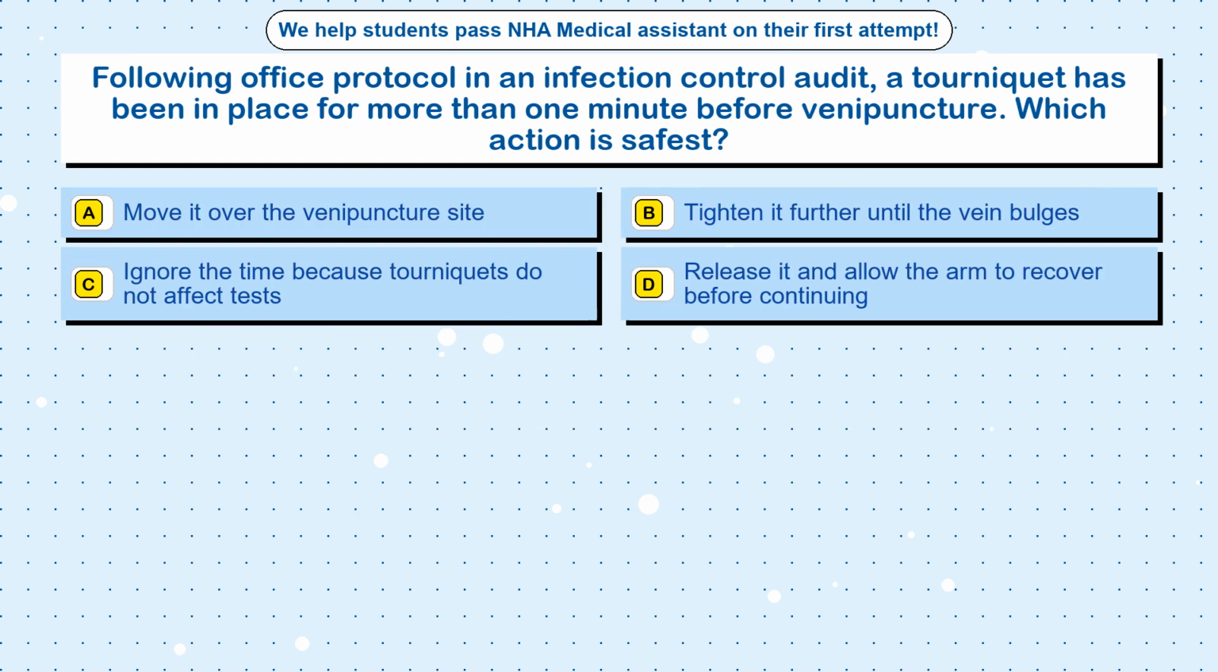Question 80. Following office protocol in an infection control audit, a tourniquet has been in place for more than 1 minute before venipuncture. Which action is safest? Option A, move it over the venipuncture site. Option B, tighten it further until the vein bulges. Option C, ignore the time because tourniquets do not affect tests. Option D, release it and allow the arm to recover before continuing.